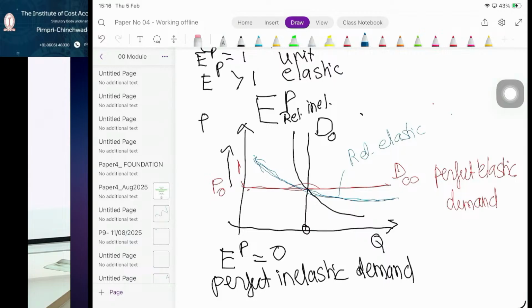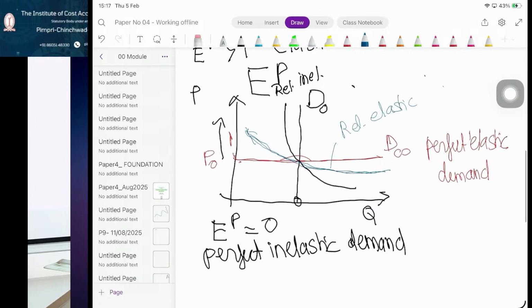Is that clear? Online student, are you able to get this? Hello, are you able to? Yeah, okay, fine, good. Okay, and copy the diagrams because you have to keep them in your memory.